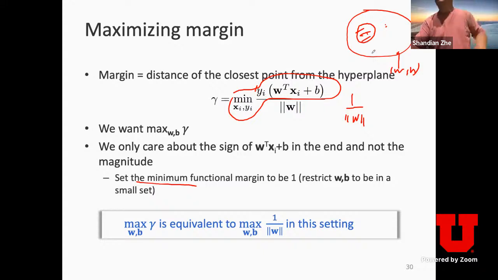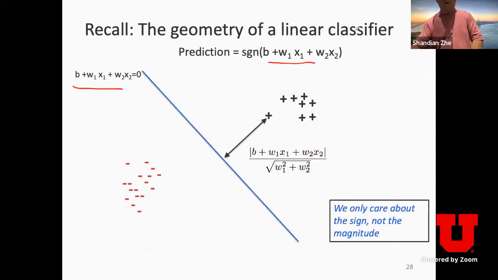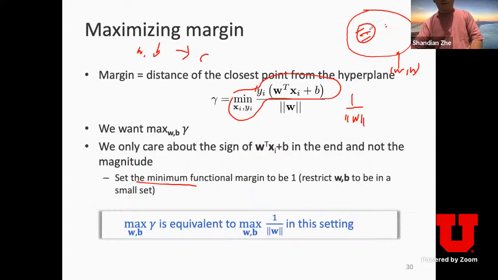Now I define the subspace to be all W, B such that the minimum function margin is 1. And that's it. So this amounts to scaling W, B by some constant. You can imagine any W, B outside this subspace: you skew it by this constant, and you can find a corresponding parameter vector inside this subspace. This is equivalent.